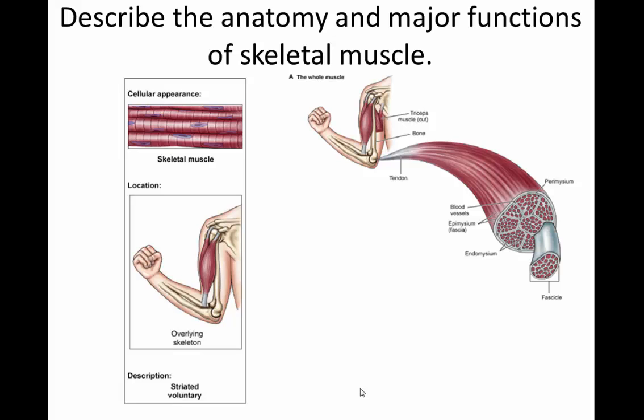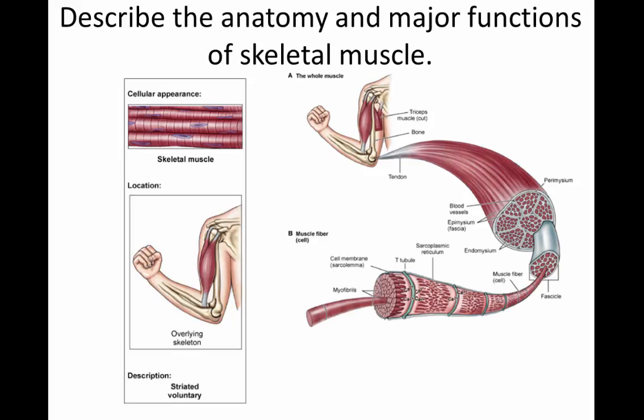Around each of the fascicles, we have the perimysium. So peri, the prefix, means perimeter. So in this case, it's the perimeter of the muscular fascicles. And then within the fascicle, we have individual muscle cells.